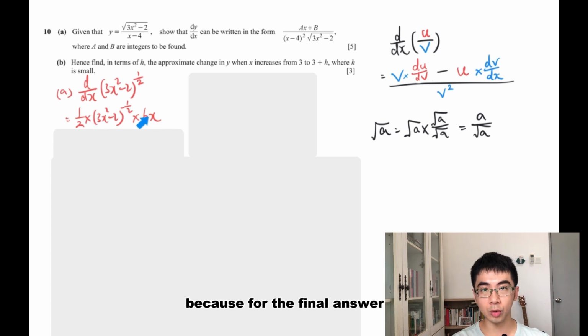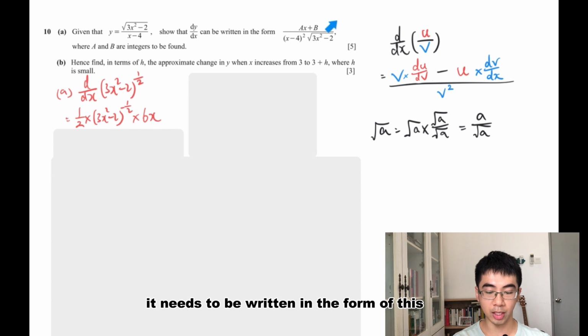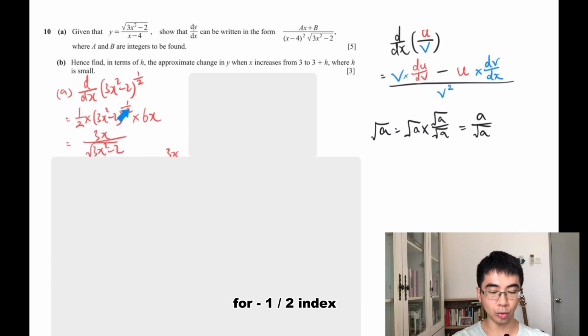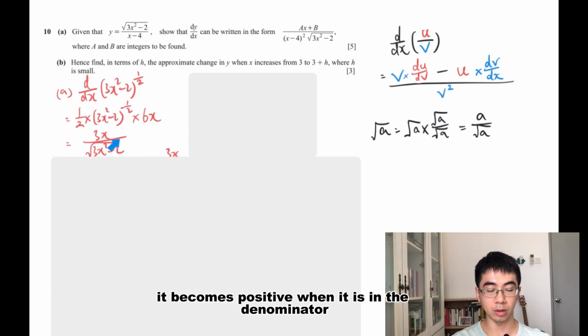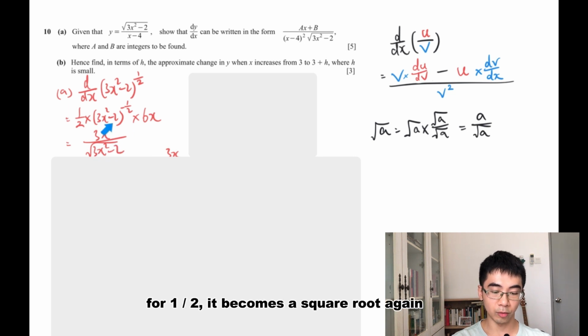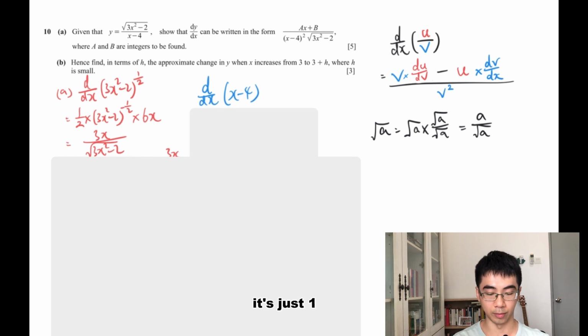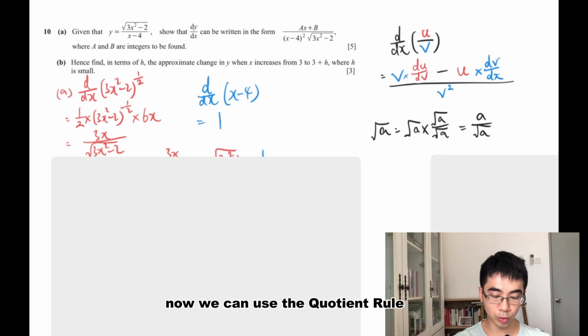Because the final answer will be written in the form of this, I will change this negative 1 over 2 index to the denominator. For negative 1 over 2, it becomes positive when it is in the denominator. And for 1 over 2, it becomes the square root again. And then for 6x times 1 over 2, you get 3x. So this is the derivative of the numerator. So now we differentiate the denominator x minus 4, which is easy. It's just 1.